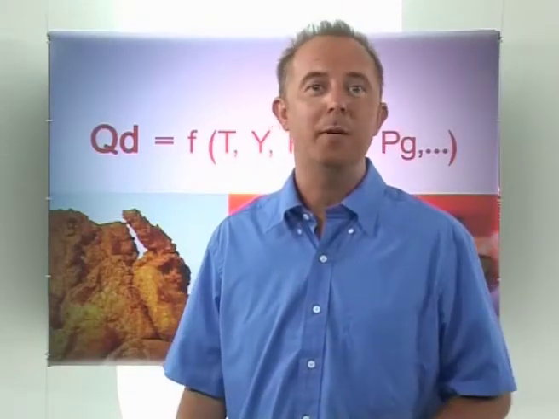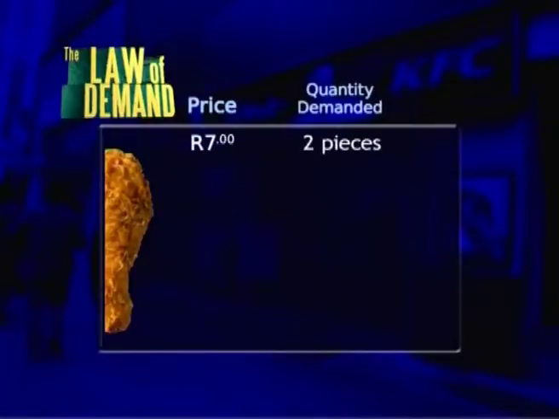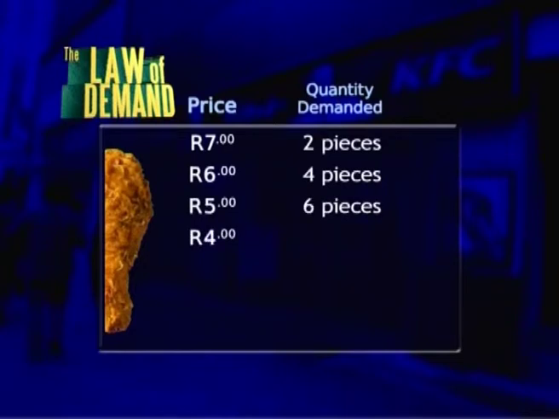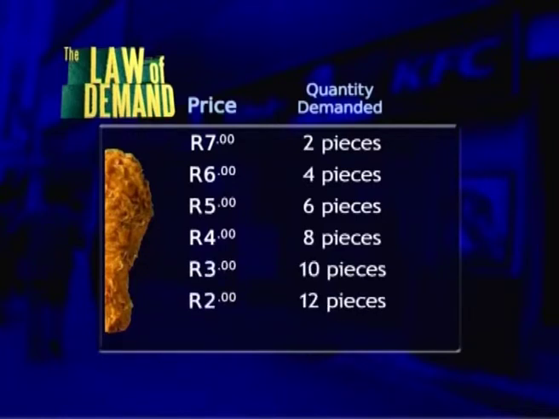at R7 per piece? I don't know, 2 pieces? All right then, R6 a piece. 4 pieces? R5 a piece? 6 pieces. At R4? 8 pieces. R3? 10 pieces. R2? 12 pieces. At R1 a piece? 14 pieces.